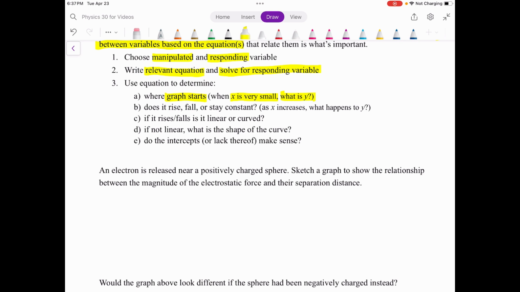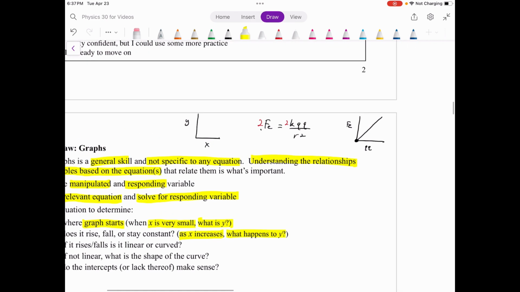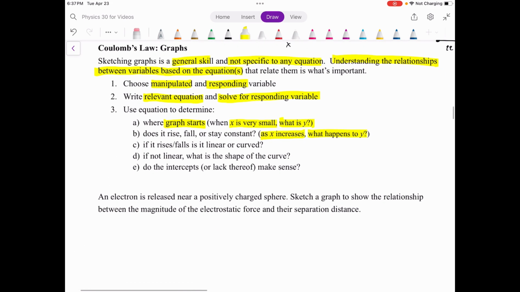Then from there, as x increases, what happens to y? Just like we asked ourselves here. As the charge gets bigger, the electrostatic force should get bigger. I'm not guessing. I don't have that memorized. I'm using the equation to tell me, right? If it does rise or fall, how does it do it? Is it linear or curved? When you double one, does the other double?